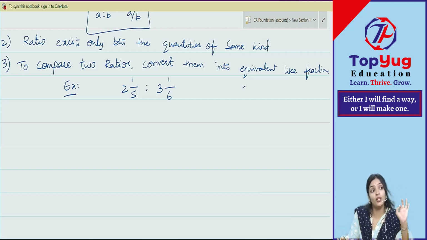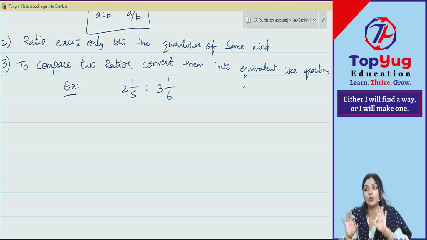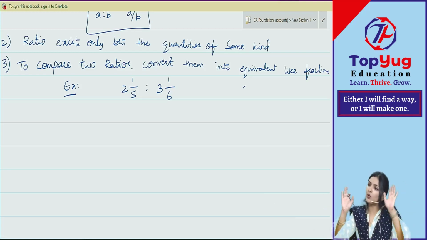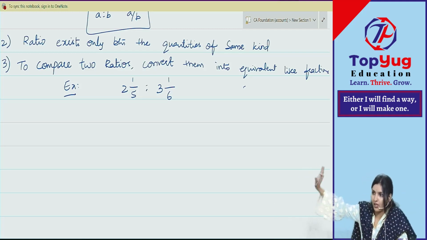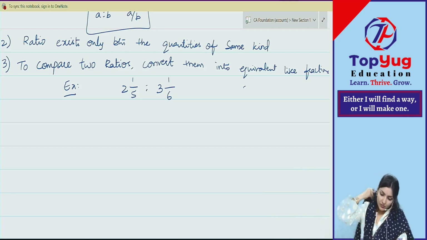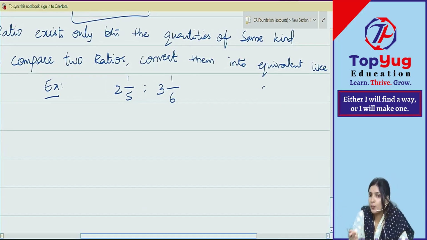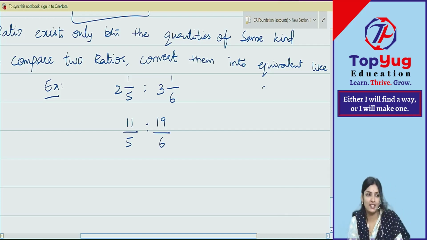Meaning whole numbers, only 0 is an extra thing. Natural numbers, there would be no 0. Integers, you will be having everything negative, positive and also 0. Okay, and fractions are in this manner which we have already written, mixed fraction. Now what I will do is, I hope you people know how to convert this. 5 into 2 plus 1. So 5 into 2 plus 1 is nothing but 11 by 5. Similarly, 3 into 6 plus 1 is nothing but 19 by 6.